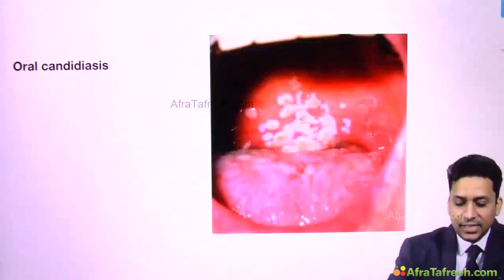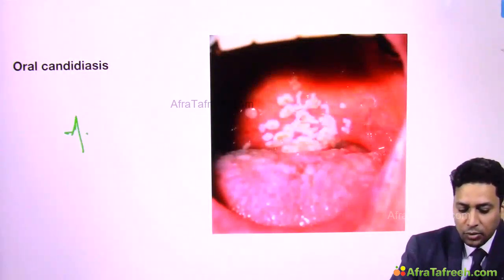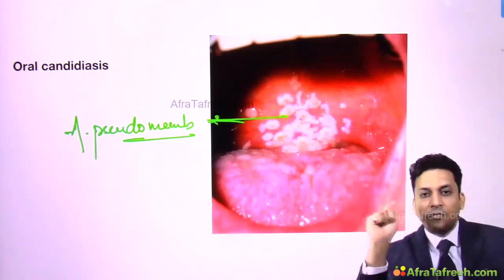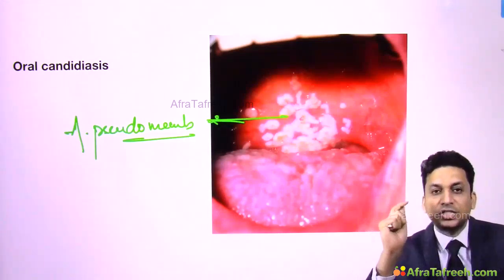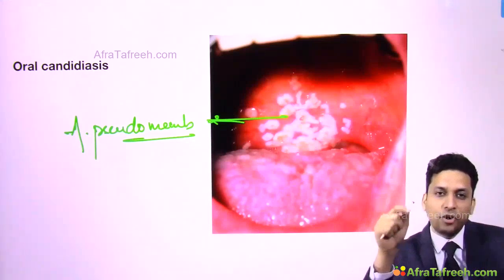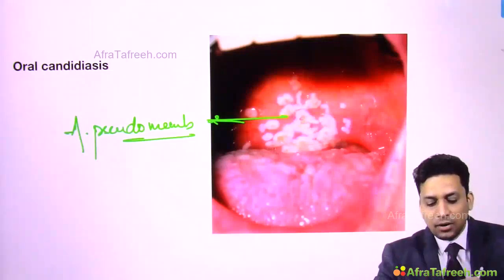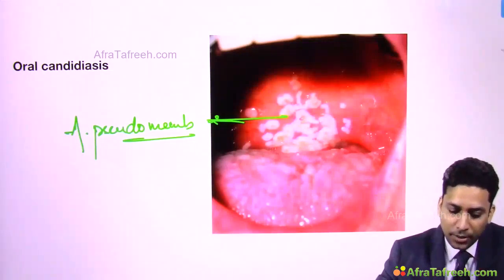So oral candidiasis, as I told you, the most common type is acute pseudomembranous type. So this is the acute pseudomembranous type of oral candidiasis where this white membrane is seen. This is a pseudomembrane. Why it is a pseudomembrane or false membrane? Because if you take a gauze piece and start rubbing this membrane, it gets detached. Okay, so this is a false membrane or a pseudomembrane.